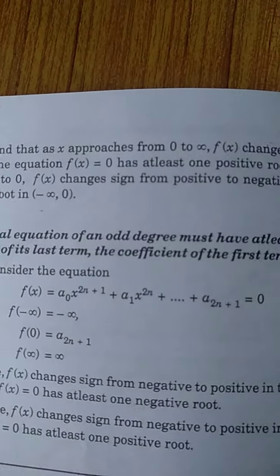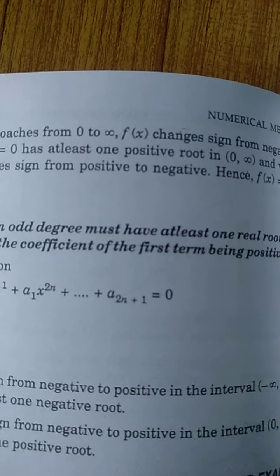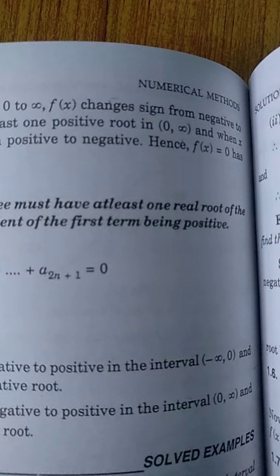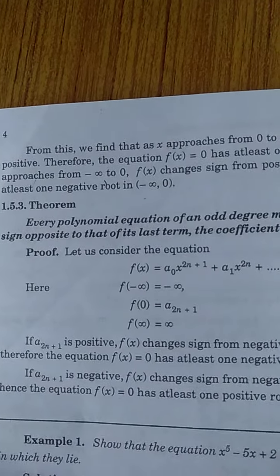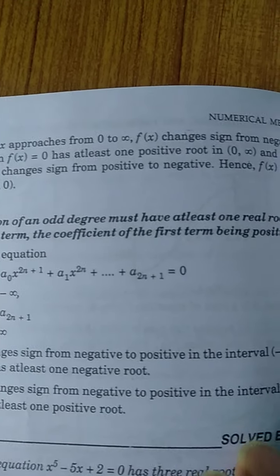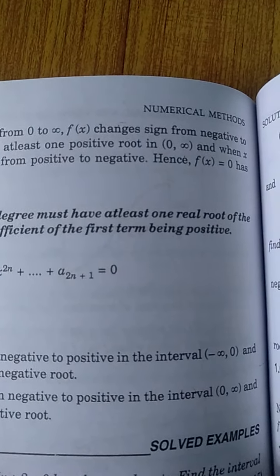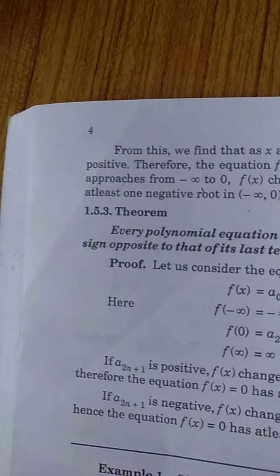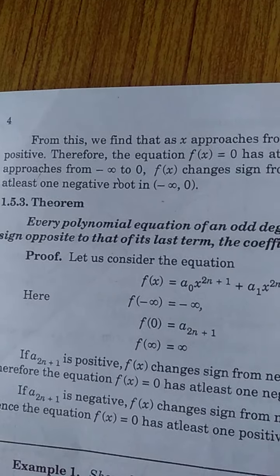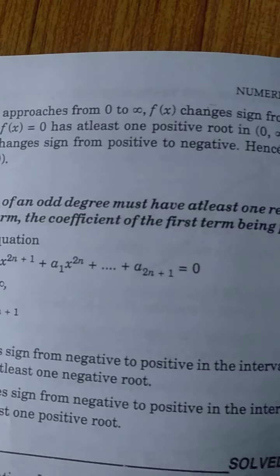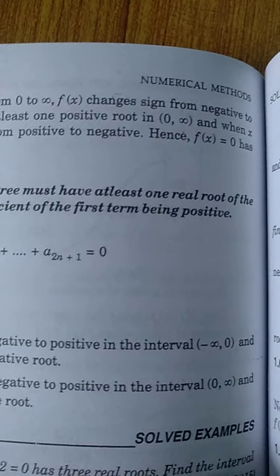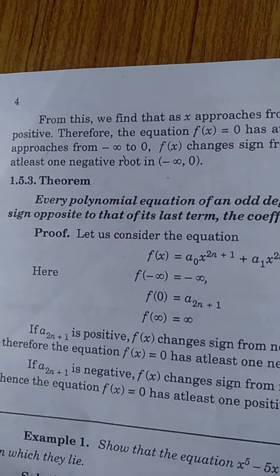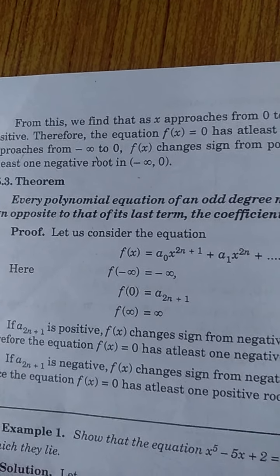Now from this we find that as x approaches from 0 to infinity, f(x) changes sign from negative to positive. Therefore the equation f(x) = 0 has at least one positive root in (0, infinity). When x approaches from minus infinity to 0, f(x) changes sign from positive to negative. Hence f(x) = 0 has at least one negative root in (minus infinity, 0).